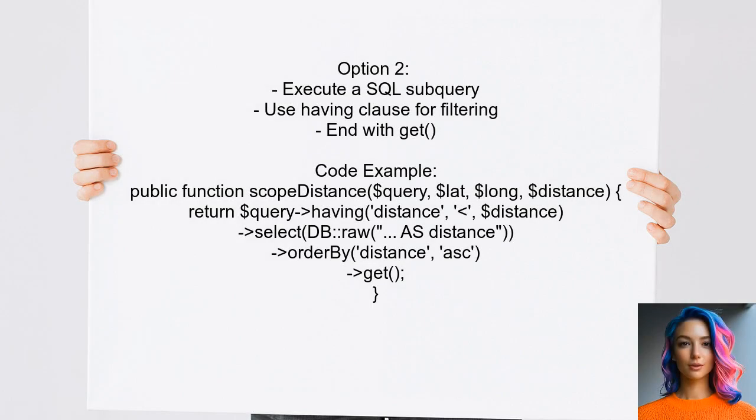In option 2, the user suggests executing a SQL subquery. This method involves using the having clause to filter results based on the calculated distance. Make sure to end the call with get to retrieve the results.